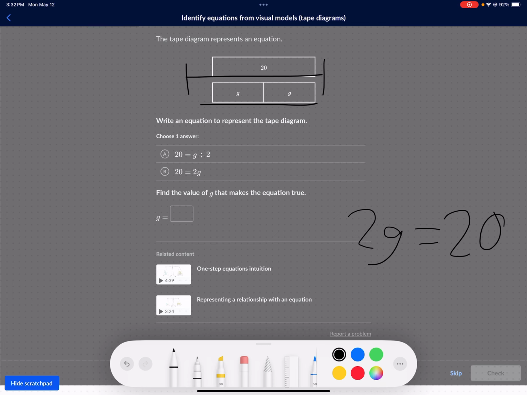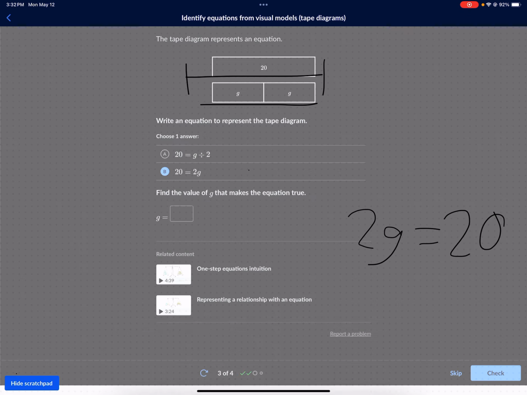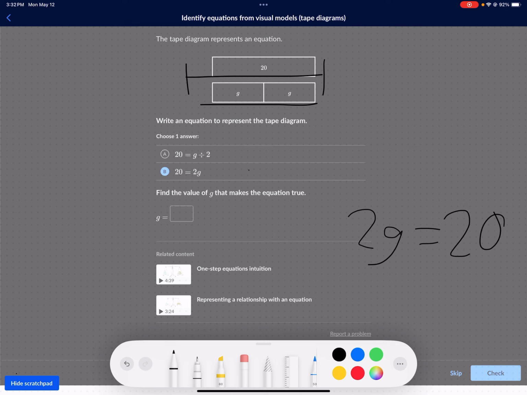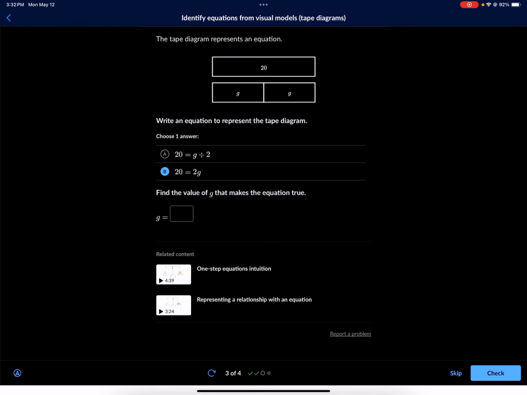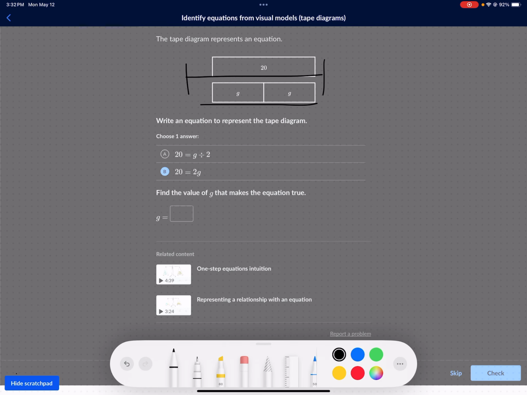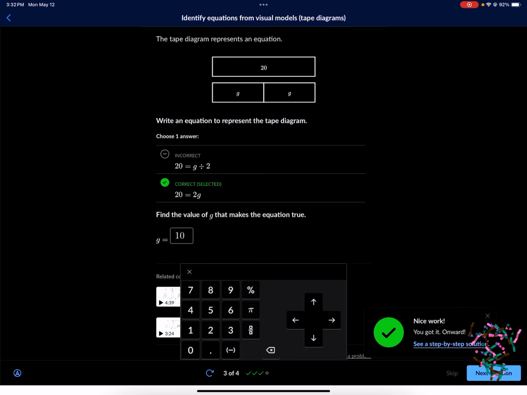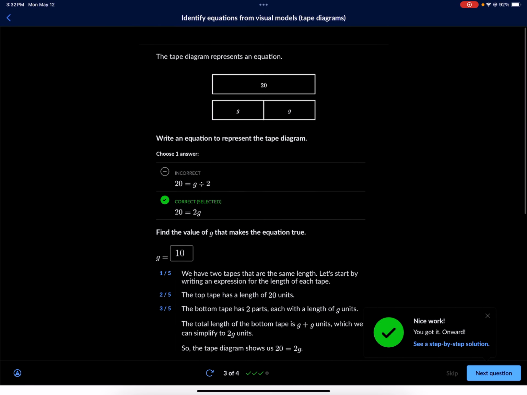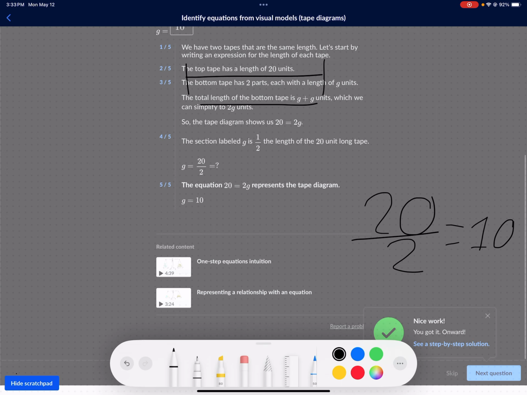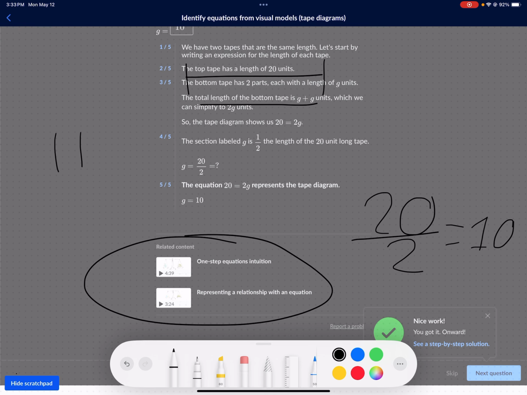So that means it must be 20 equals 2g, but it doesn't matter because equality is interchangeable. So it can be swapped to different places. And now, to find the value of g, we have 20 equals 2g, we have to divide by 2. So the answer here is 10. If you got that right, good job. If you didn't, here's the answer explanation. Here's the videos, and happy studying.